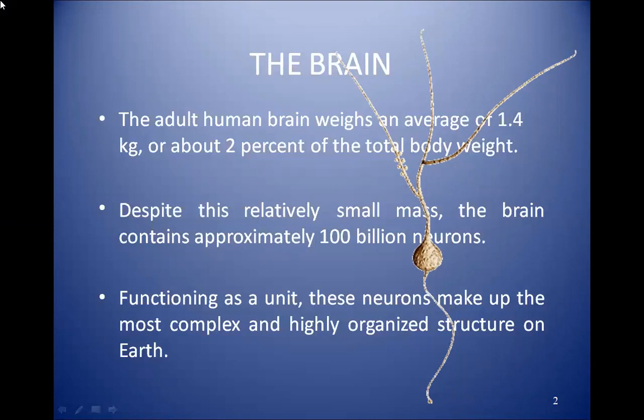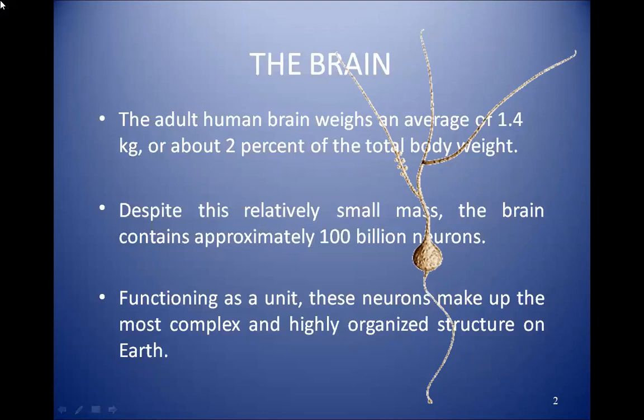So the adult human brain has an average weight of 1.4 kg. ये जो हमारा adult ब्रेन का जो साइज होता है, it will be 1.4 kg और about 2% of the total body weight. हमारा बॉडी का 2% जो है, क्योंकि बोलते हैं the brain which is the largest organ in our body. So despite this relatively small mass, the brain contains approximately 100 billion neurons.